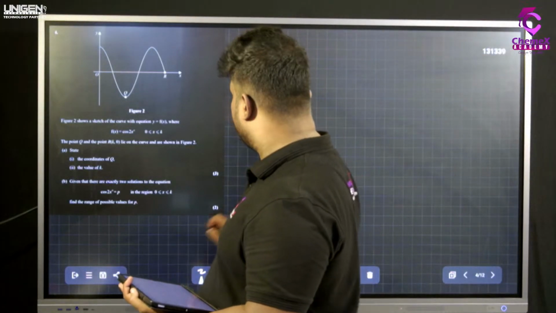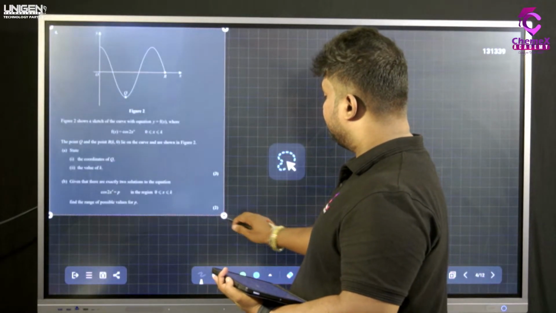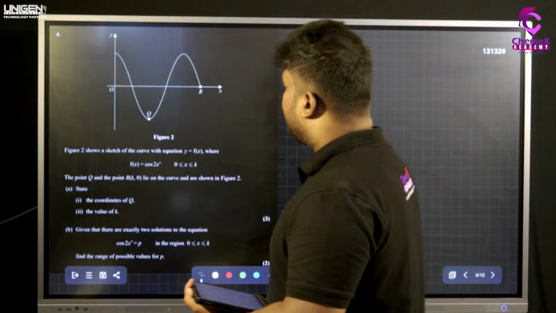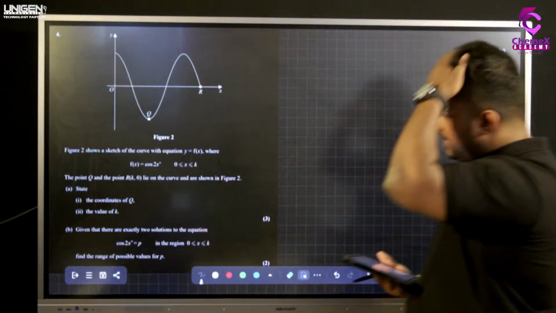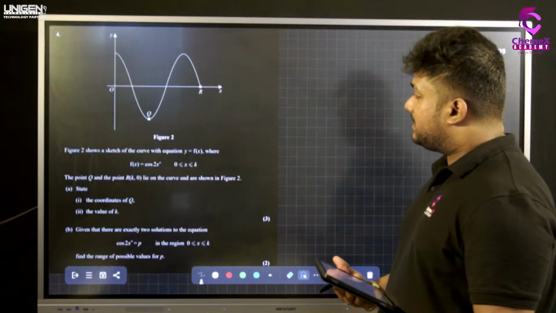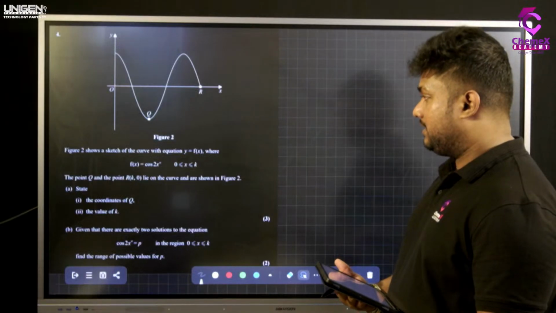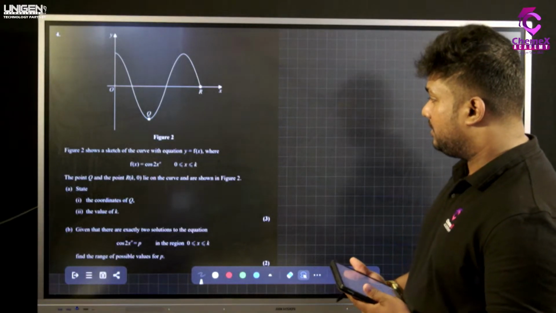Here they have given the graph. Let me make it large. Figure 2 shows the sketch of a curve with equation y equals f(x), where f(x) is cos 2x. Q is a point k comma 0.